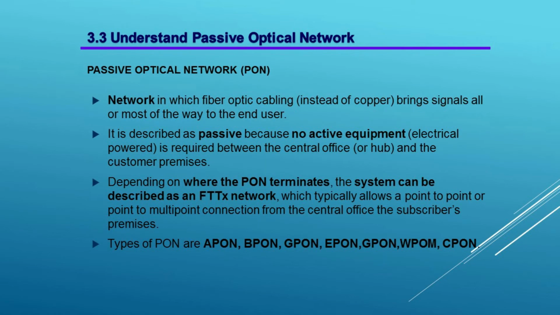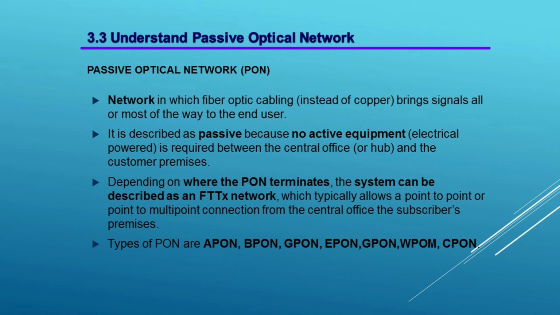Understand passive optical network. Passive optical network (PON): a network in which fiber optic cabling instead of copper brings signals all or most of the way to the end user. It is described as passive because no active equipment, electrical power, is required between the central office or hub and the customer premises. Depending on where the PON terminates, the system can be described as an FTTX network, which typically allows a point-to-point or point-to-multipoint connection from the central office to the subscriber's premises.